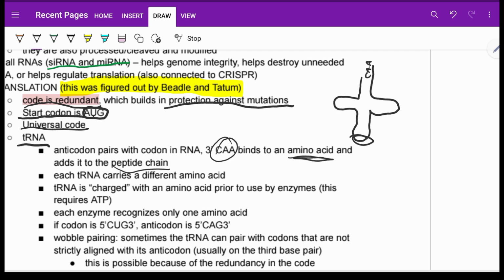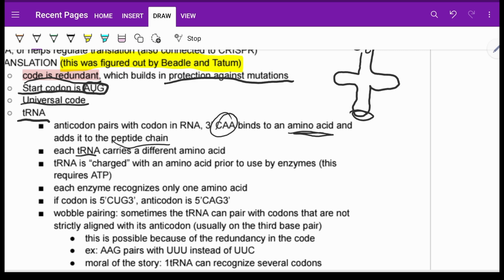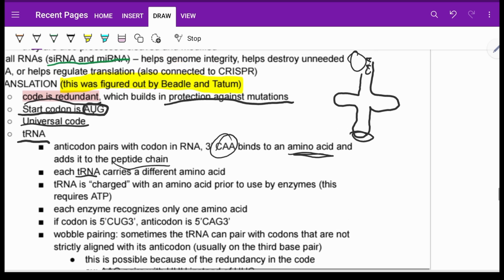So this is where the amino acid goes. This is where the codon goes. So it's kind of like a matcher piece. Each tRNA carries a different amino acid. So we have a bunch of different kinds of tRNAs to carry different amino acids.